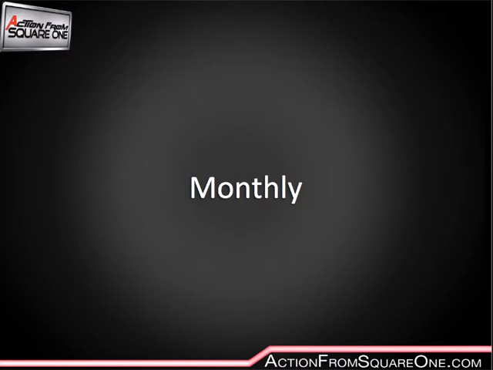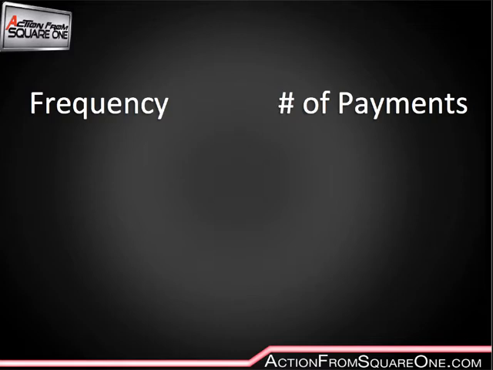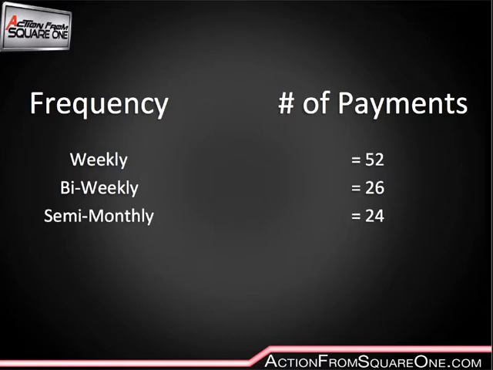And let me give you an example. Here we have the frequency versus the number of payments. If you're paid weekly, you're going to get paid 52 times within that year. If you're paid bi-weekly, you're going to get paid 26 times or 27, depending on the actual year. If you're paid semi-monthly, you're going to get paid 24 times that year. And obviously, if you're monthly, you're going to get paid 12 times that year. And so now you've determined your pay frequency.